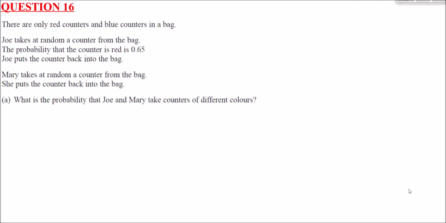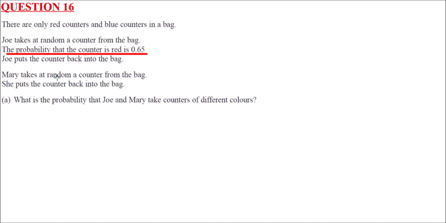Let's now have a look at question 16. So we're told that there are only red counters and blue counters in a particular bag. Joe takes at random a counter from the bag, and the probability that the counter is red is 0.65. So that's the first key bit of information. Now importantly, he puts the counter back into the bag. So whatever he picks, whether it be a red or a blue for the first picking, doesn't affect the second picking because he puts it back into the bag. So after the first pick, everything is as it was to begin with.